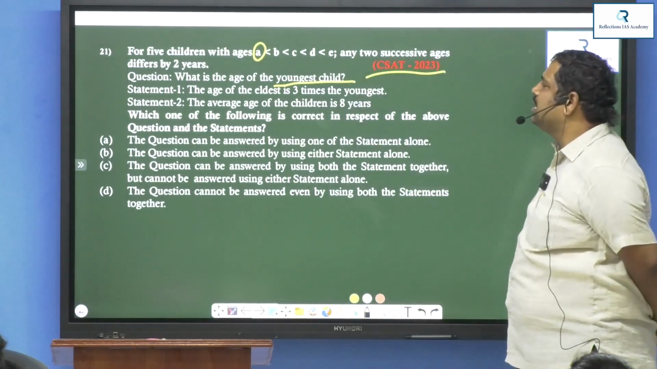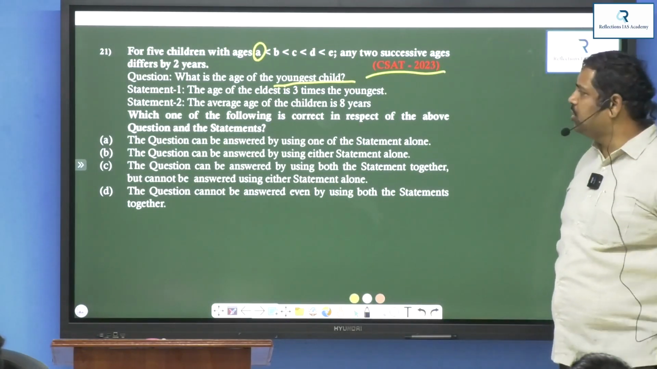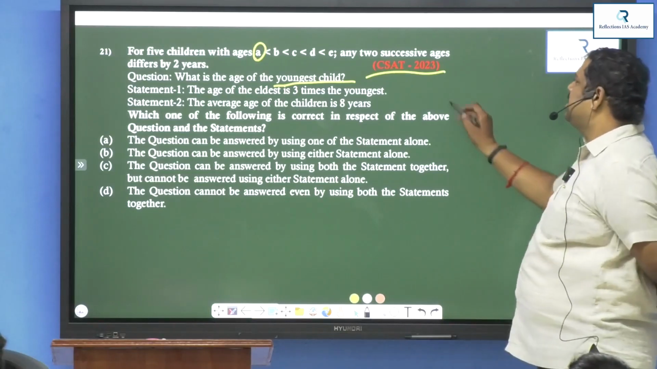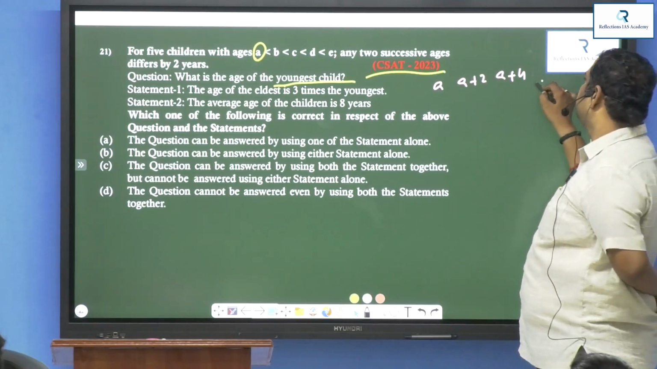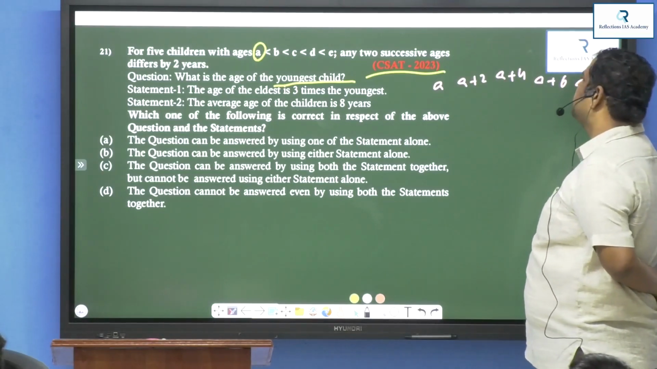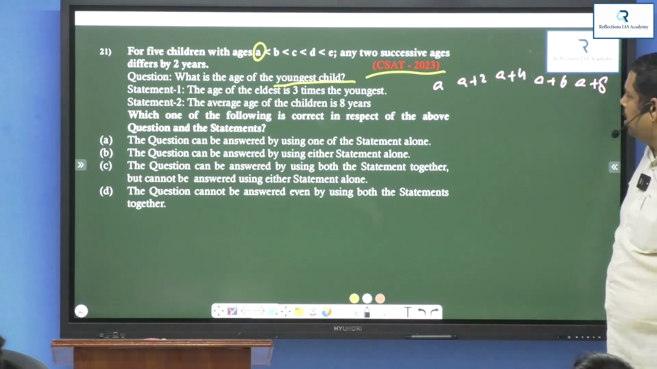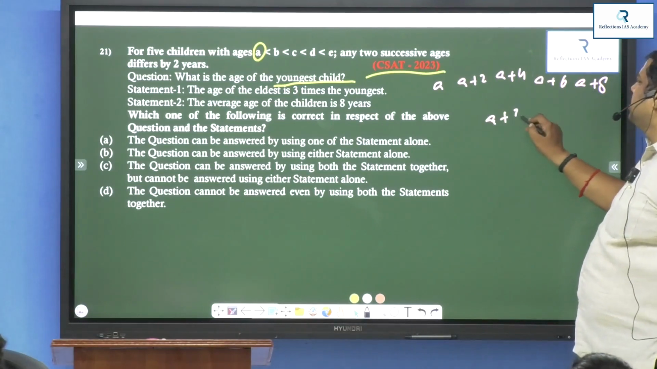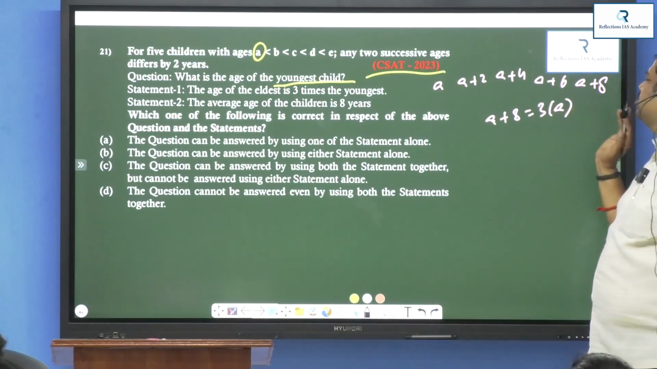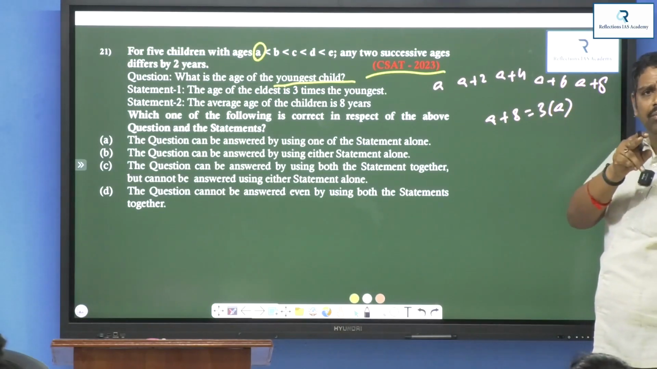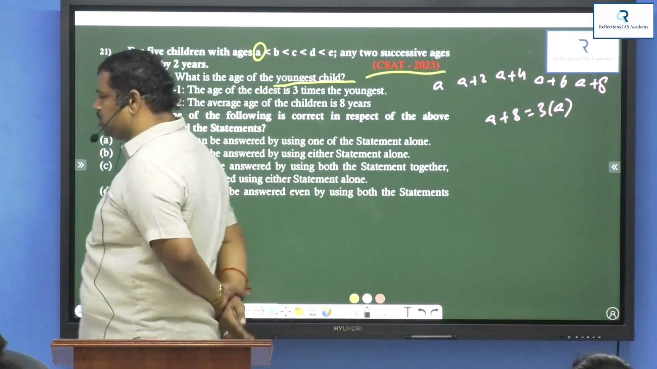Statement 1. The age of the eldest is 3 times the youngest. Means the numbers are A, A plus 2, A plus 4, A plus 6, A plus 8. Yes or no? Can I take 5 numbers like this? Because any 2 successive numbers differ by 2. Then A plus 8 is equal to 3 times A. No need to simplify, sir. Will you get the value of A or not? If you get the value of A, you know the youngest person's age, right? S1 is sufficient or not sufficient?